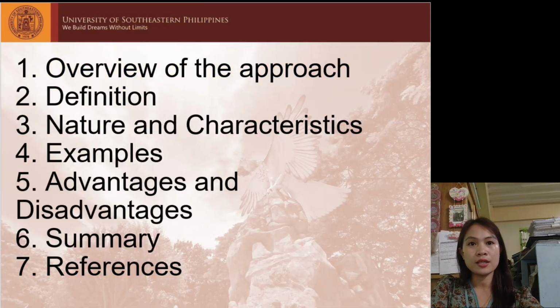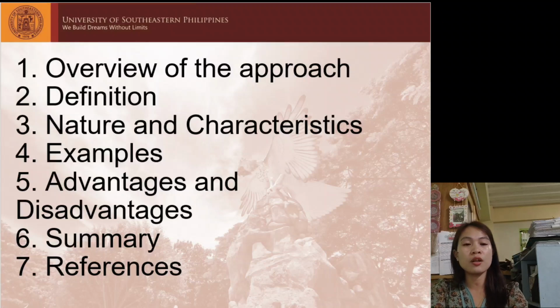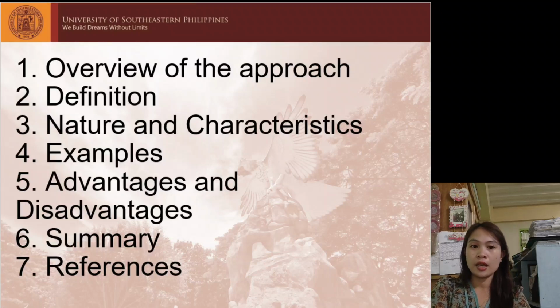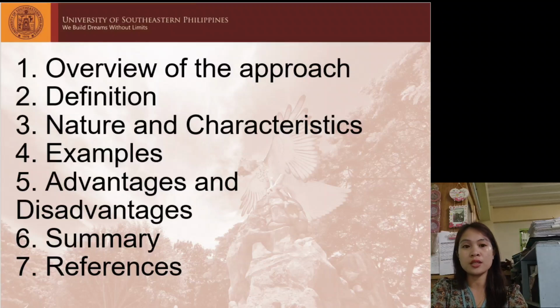So we'll have this outline of the discussion. Number one, we will have the overview of these approaches. Number two, their definition. And of course, number three, their nature and characteristics. And I will be providing you with some examples. And we will be talking about the advantages and disadvantages of these approaches. And we'll have the summary to get the gist of the overall report and, of course, the references.